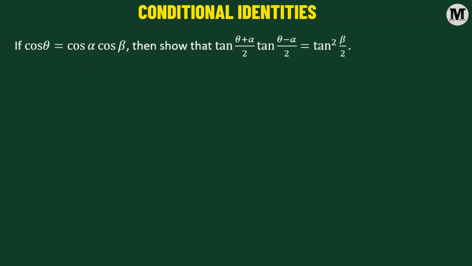So in this problem, we're given that cosine of theta equals the product of cosine alpha and cosine beta. We need to prove the following. Let us begin. So here, we're going to use a formula.